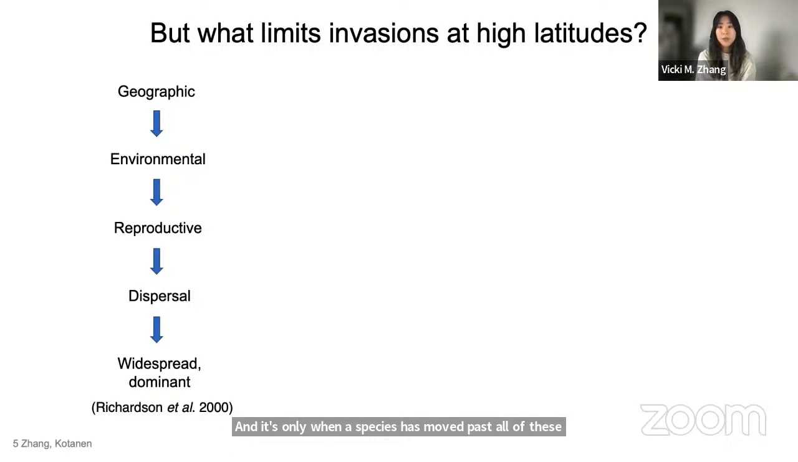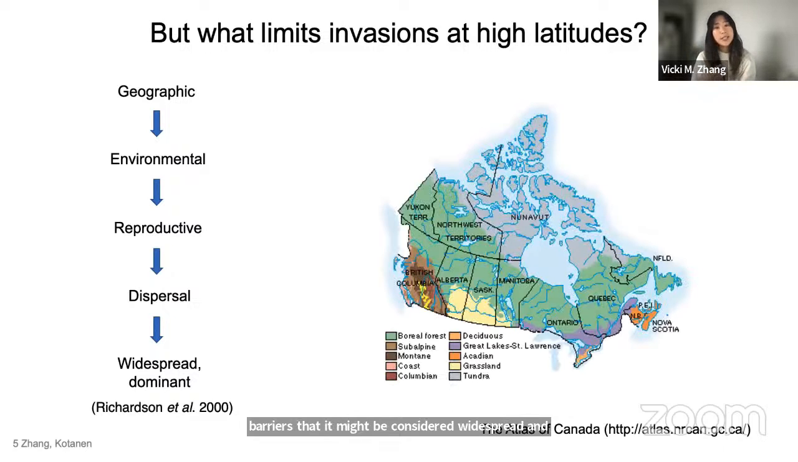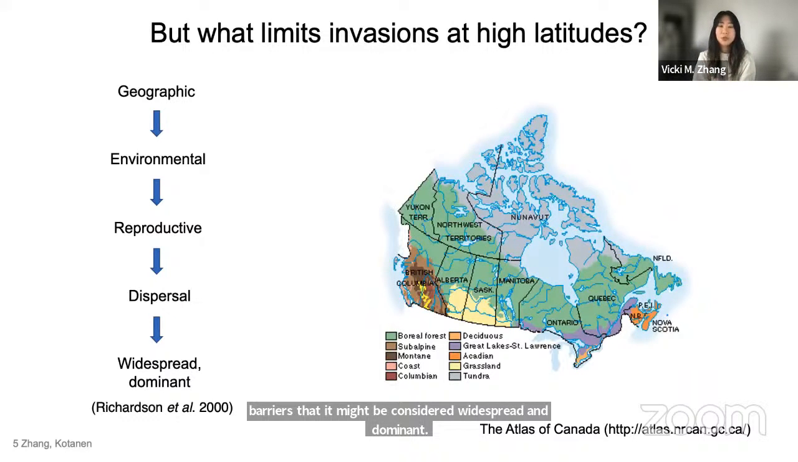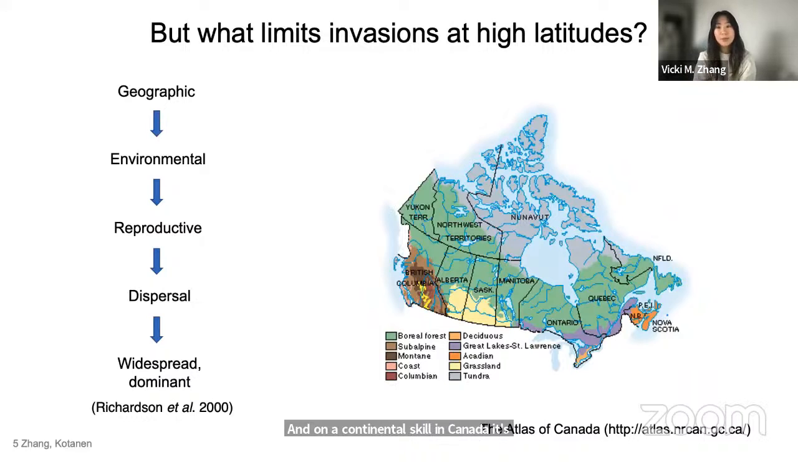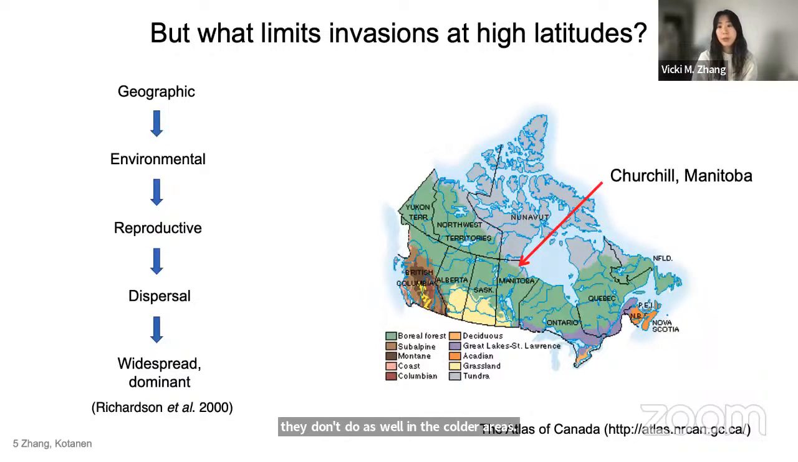On a continental scale in Canada, it's presumable that what is really limiting non-native species is climate or environmental barriers. Since most invaders originate from temperate regions, they don't do as well in the colder areas. But at the local scale, such as in Churchill, Manitoba, these barriers might be a little more complicated. And to date, very little experimental work has been done on invasions in the Canadian North.